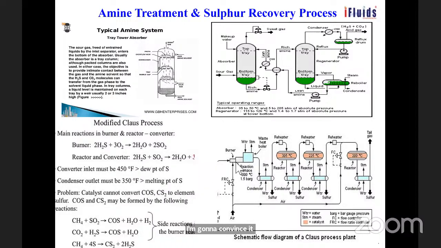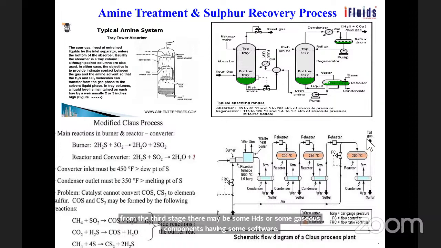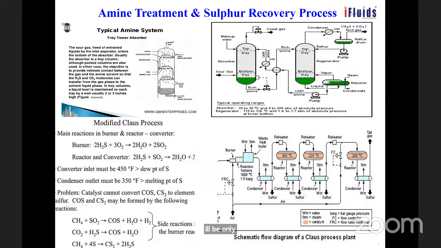If you see in the diagram, you can very clearly see the feed is entering and it's burnt in the presence of air, and it goes through different vessels where the reactors are, at 380, 305, 225, 200 degrees. It is reduced, and sulfur forms, and this sulfur is collected and goes to the pit. So this is how the sulfur gets recovered. Still, from the third stage there may be some H2S or some gaseous compounds having some sulfur, so they get trapped again in the tail gas unit and captured. So finally, whatever goes out will be only gas without any sulfur.